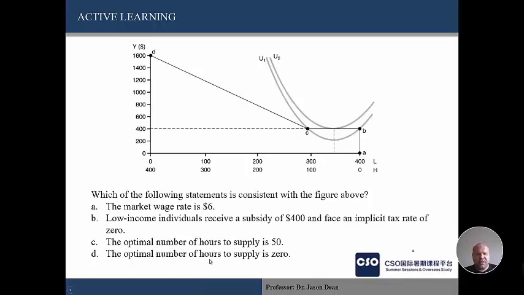Okay, so let's start with D. What would be the optimal? Well, the optimal will be the highest indifference curve tangent to the budget constraint.